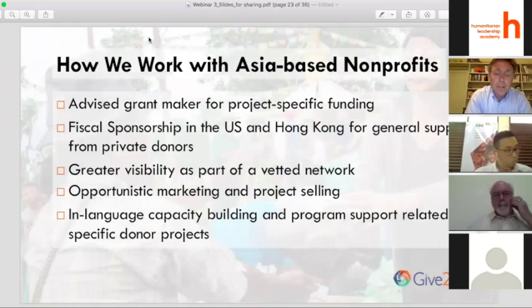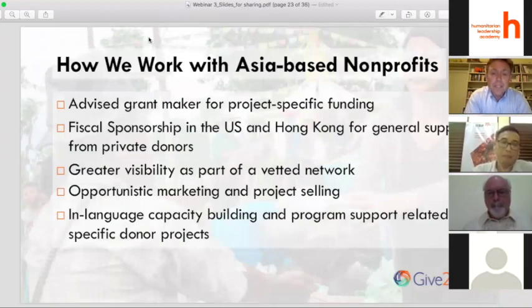We also try to provide greater visibility for those organizations that are part of our network, and opportunistically market and try to sell specific projects that our CBO and grantee partners come to us with. And again, all of this is done in language, and we are able to also provide some capacity building in language and program support for specific donor projects.